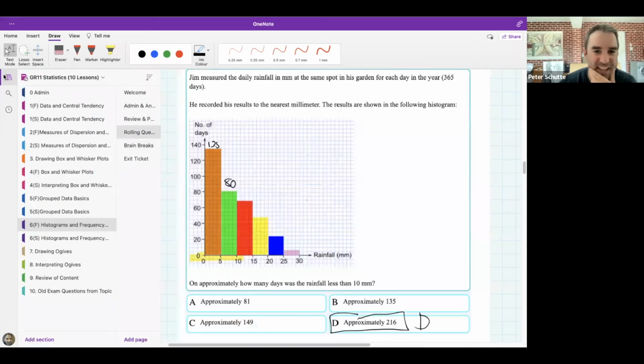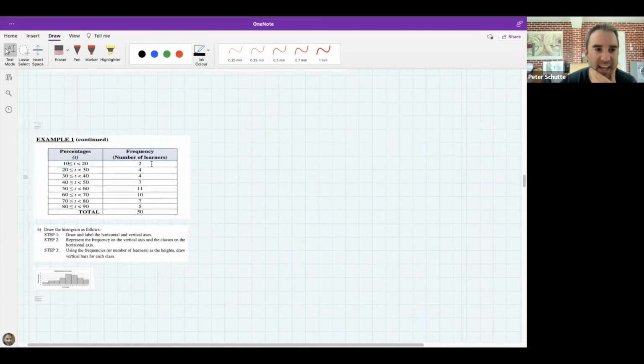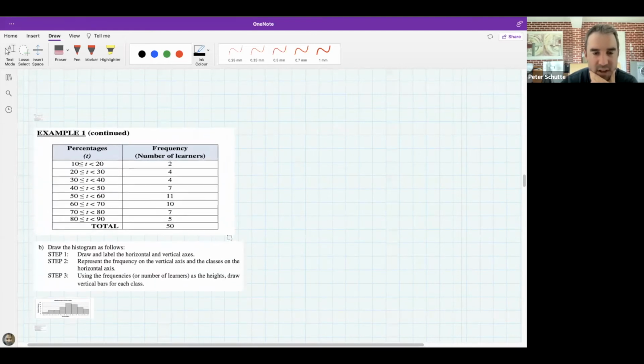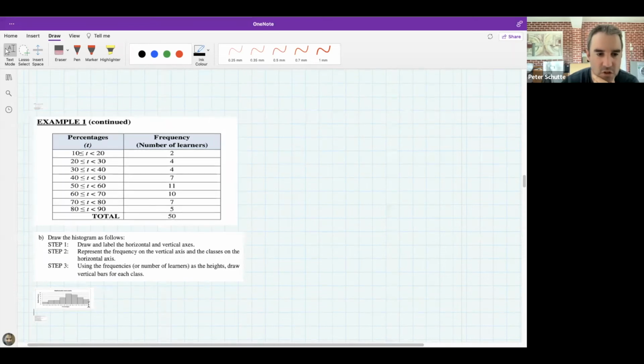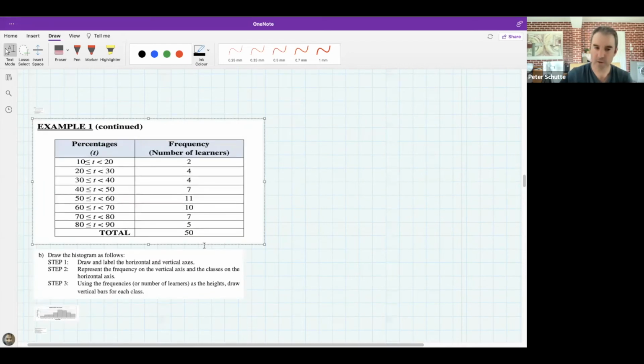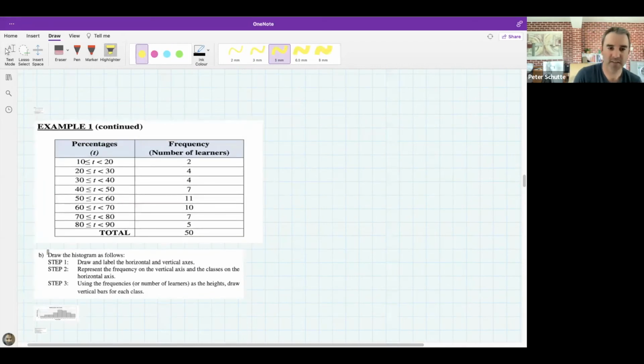Okay. Let's get back to drawing a histogram now. So most of the time exam questions, they give you a histogram, but every now and again they ask you to draw a histogram. And so I want you to please draw me a histogram now. I'm giving you a frequency table, and the steps you need to worry about are basically draw and label the horizontal and vertical axis, represent the frequency on the vertical axis, and choose the classes on the horizontal axis, and then use the frequencies as the heights and draw vertical bars for each class.